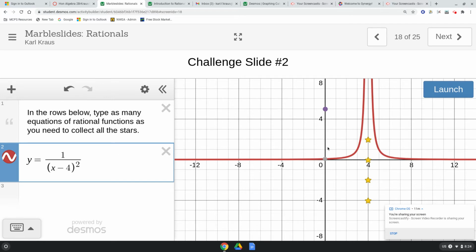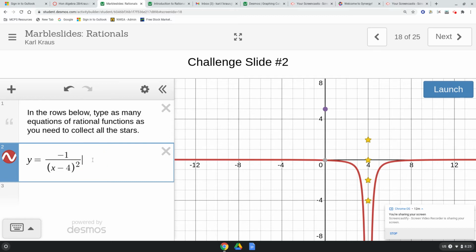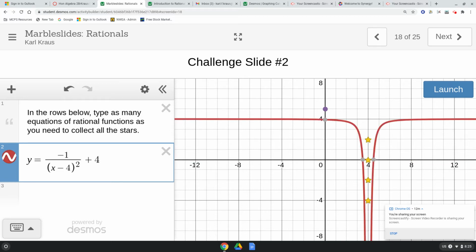That moves the chute to where we want it to be. So let's make this a negative. And move this up so the marble will hit in the right place here. So if we move this up to 4, it probably should work. There we go. And we hit the launch.